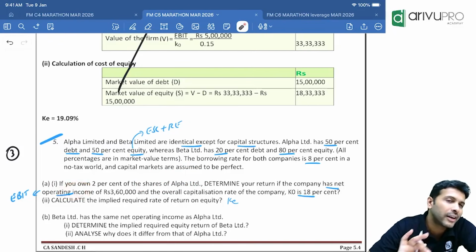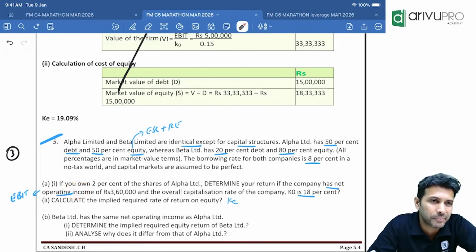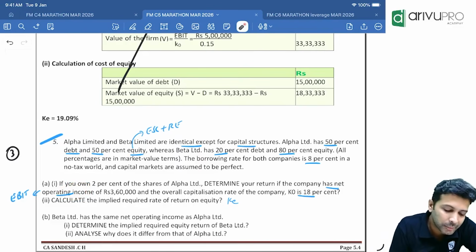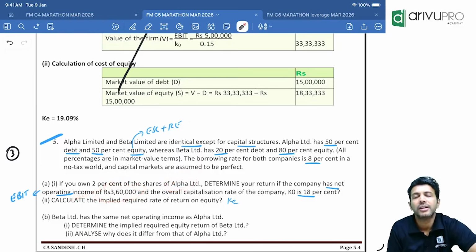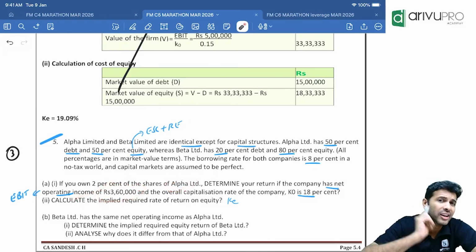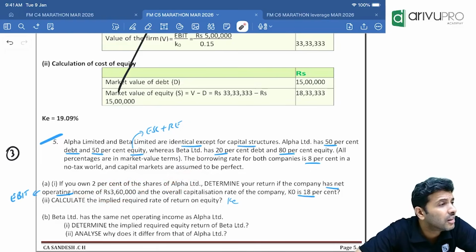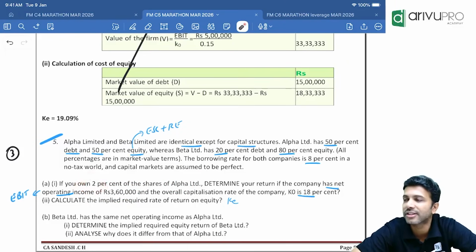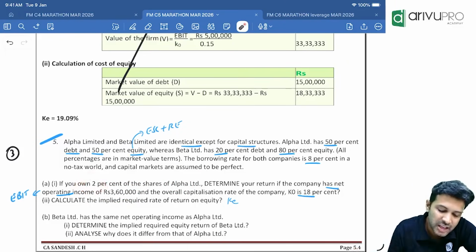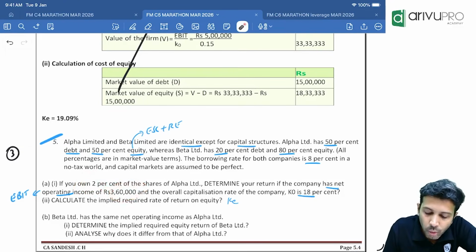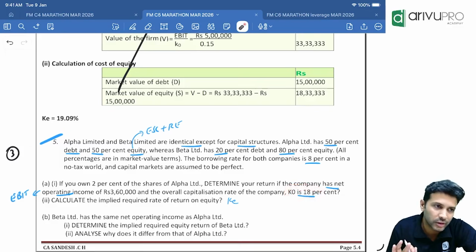Operating income has another name, which is EBIT. If they say operating income, it is nothing but your EBIT. So Alpha's EBIT is how much is given? 3,60,000. They are not asking the company's return, they are asking the investor's return. And the investor owns how much percentage shares in Alpha? 2%. EBIT is 3,60,000. The overall capitalization of the company, Ko, is 18%. This is what they have given.